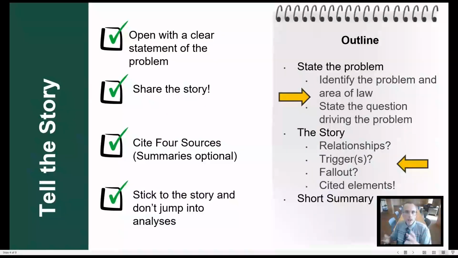And remember, when you tell the story and you have facts in there, cite the facts. And at the end of this, have a very short summary. So when someone reads this, they go, here's the problem, here's the driving question, this is the story that supports their exploration of the problem, and it makes sense. If your reader walks away with that sort of feeling and thoughts in their head, you've written up a good tell the story section.